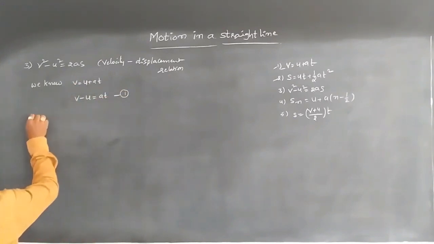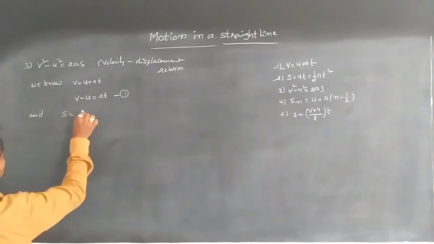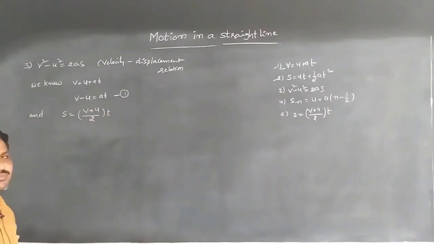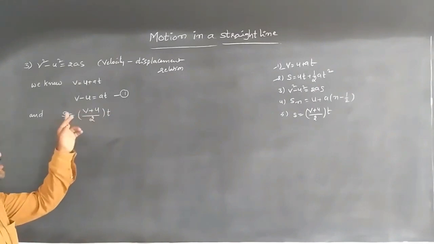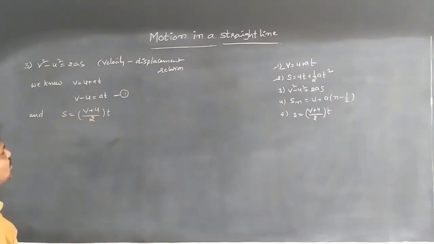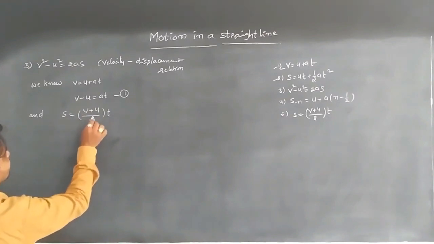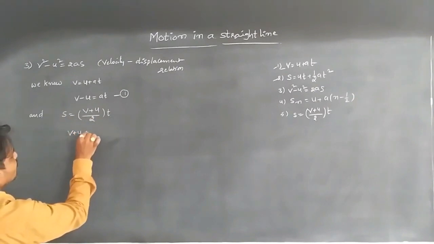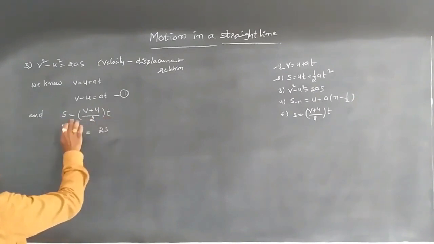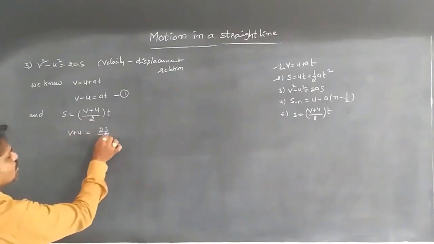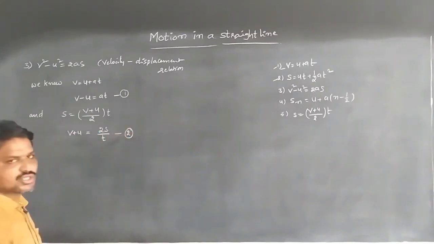And the displacement s is equal to v plus u by 2 into t. Here v plus u by 2 is the average velocity, that is equal to s by t. From s is equal to v plus u by 2 into t, when 2 is taken to this side it multiplies with s. So v plus u is equal to 2s, and when t is taken to this side it becomes a denominator, so v plus u is equal to 2s by t. This is equation number 2.